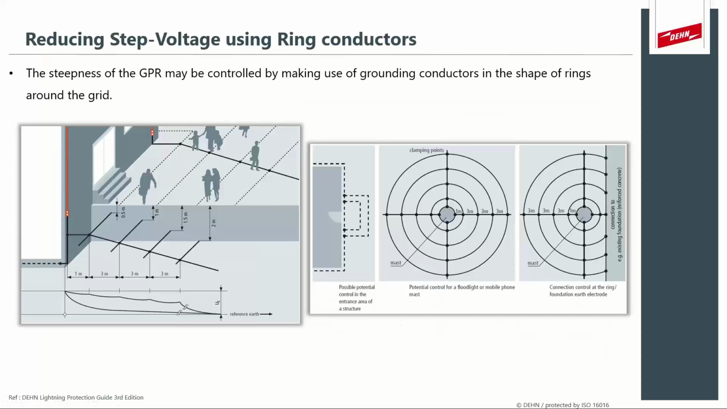The second thing we can do is adjust the shape of the grid. This is an example on the right of potential control in the ground at walkways or around structures, for example a floodlight or a mobile telecoms mast or something like that. If you look on the left, we see that at different depths we keep installing conductors further and further away, and by doing this we control the steepness of the ground potential rise, to ensure that we don't have significant differences between points if someone had to walk on it. So we can apply this method as well.